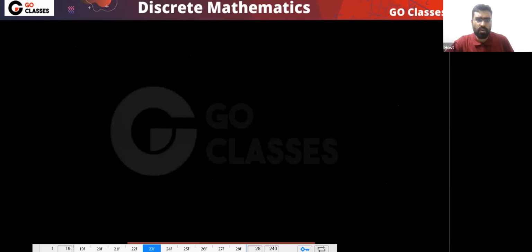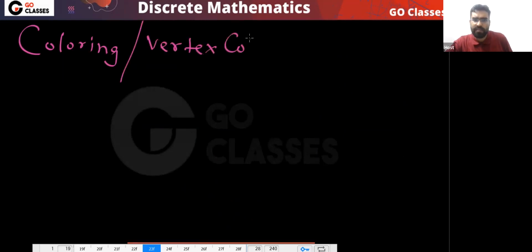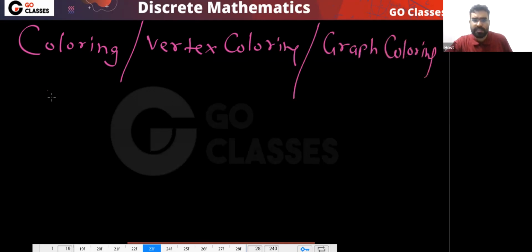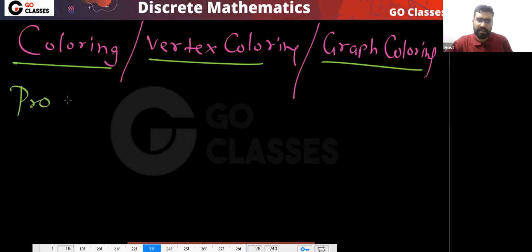This is the definition of coloring, or vertex coloring. By default, you can just call it coloring, or vertex coloring, because by default coloring means vertex coloring. You can also call it graph coloring, because by default graph coloring means vertex coloring. Another name is proper vertex coloring, or proper coloring.